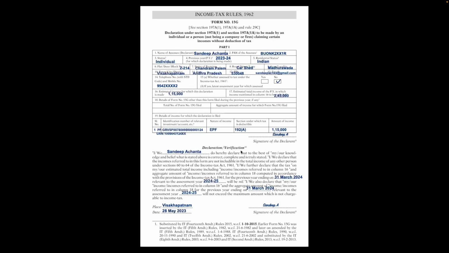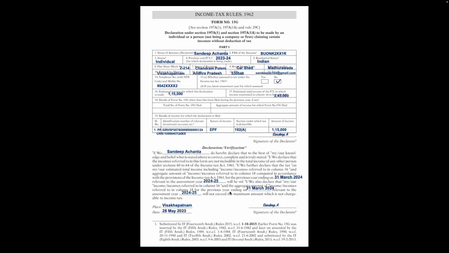Next come to the declaration or verification part. Here write your name. Here come to previous year ending on. Here the previous year means the current financial year. This financial year will end on 31st March 2024. So we have to mention that date. And the year next to the previous year is called the assessment year. So what is the assessment year for the financial year 2023 to 2024? It is 2024 to 2025.